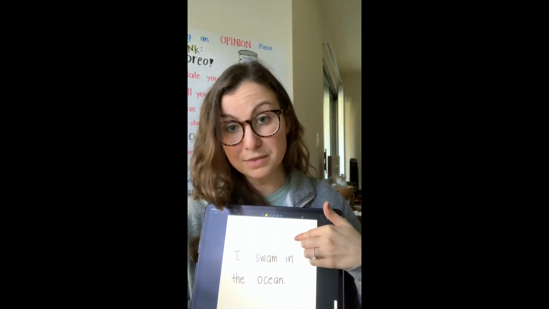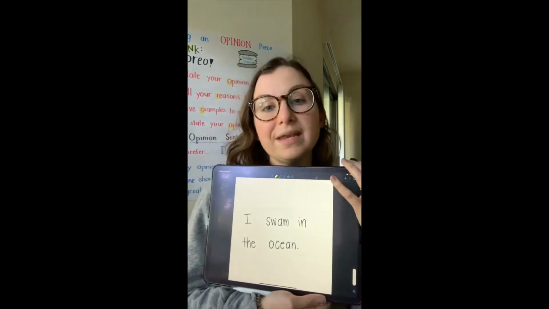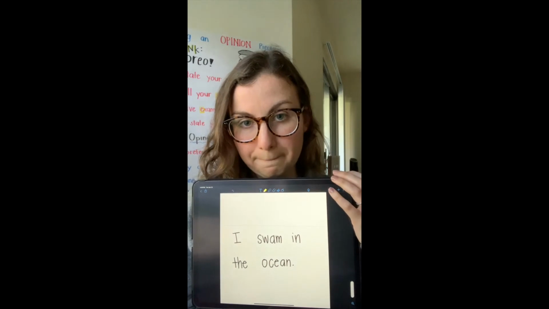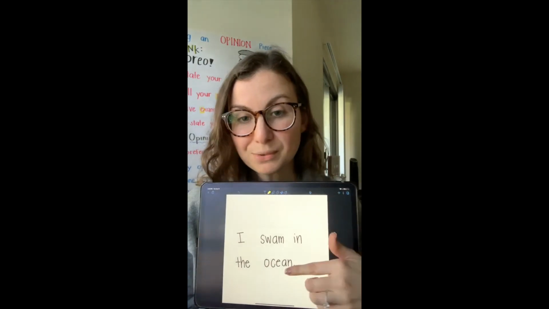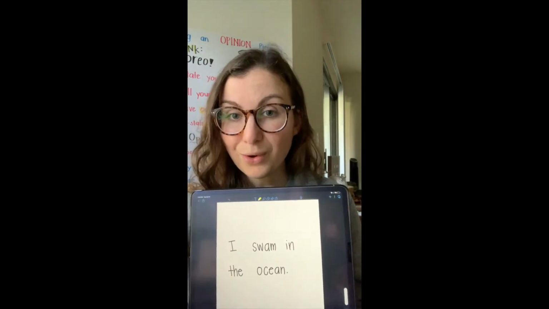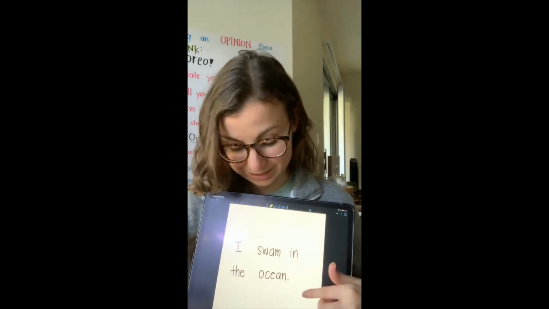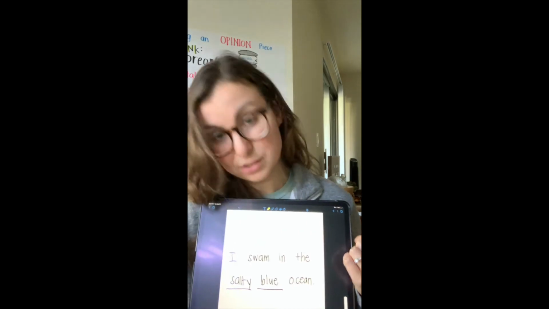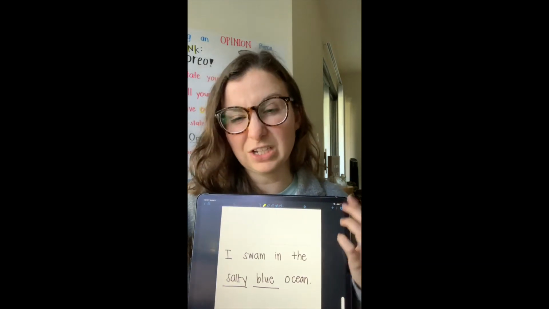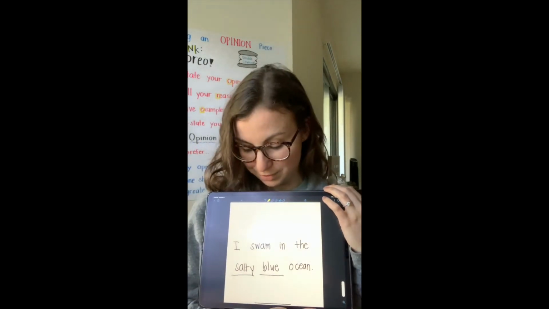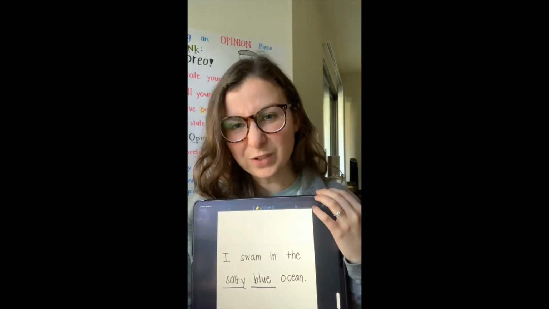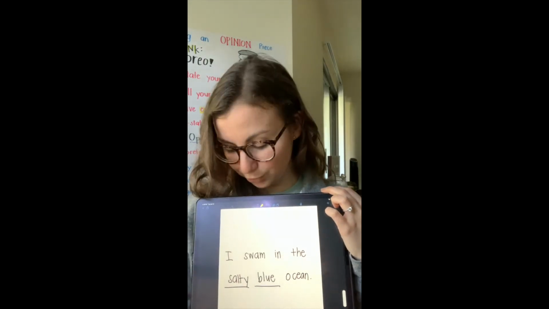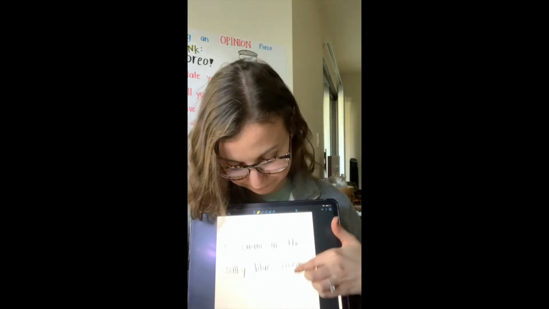I swam in the ocean. What noun can we describe in this sentence? That's right, we can describe what the ocean looks like, what it sounds like, what it tastes like. I swam in the salty blue ocean. And if you've ever swam in the ocean before, you know that the ocean has salt water. So if it gets up your nose, it kind of burns a little bit, or if you taste it, it tastes a little bit salty.